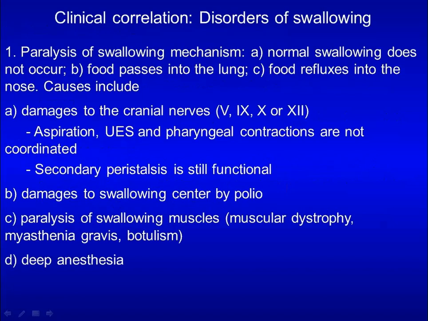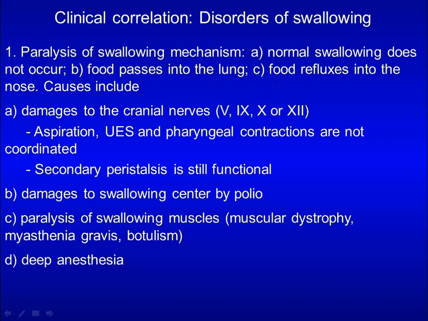Here is a clinical correlation. We will look at disorders of swallowing. First condition is paralysis of swallowing mechanism. In patients with this condition, normal swallowing does not occur. Food may pass into the lung or reflux into the nose.